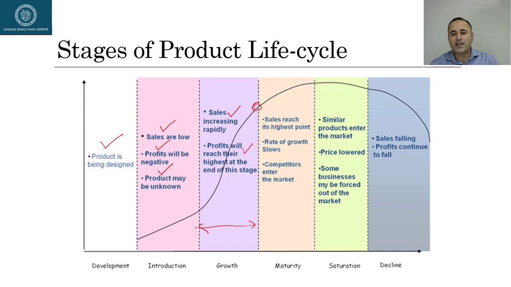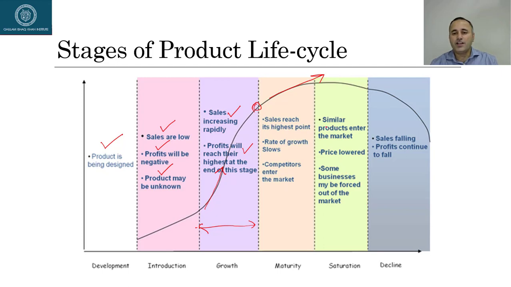Then in maturity, sales reach their highest point again, but the rate of growth slows. As you can see, there is a very sharp growth here, but the growth here flattens out. Competitors enter the market. Once competitors see that you're making money from this product, they enter the market as well. Technology companies normally fare really well, because those products are not very easy to replicate, so it is hard to compete.